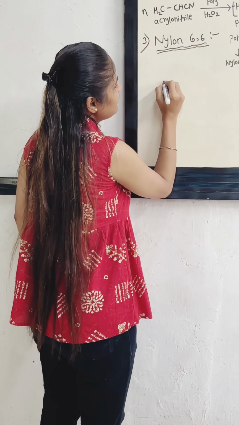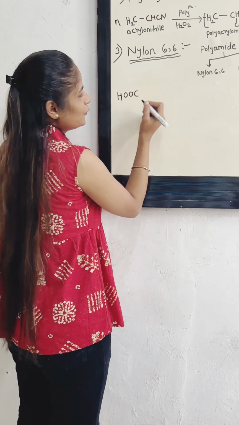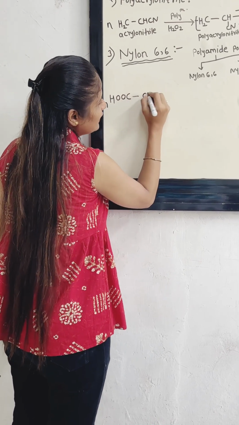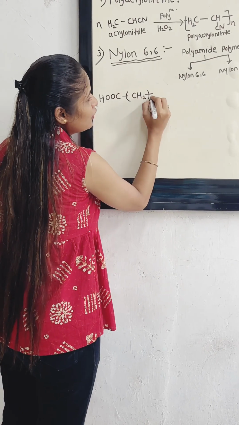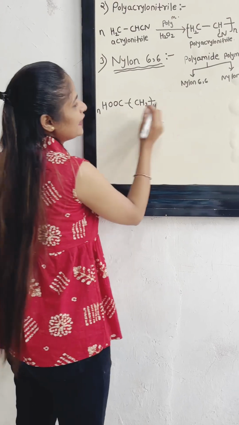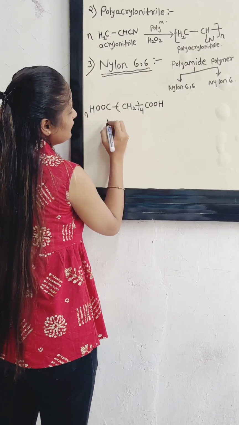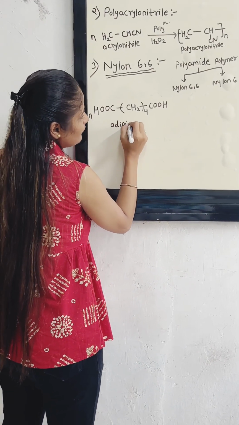So acid means we know it is attached to the carboxylic group. So n number of times adipic acid. Then here the CH2 molecule, we write 4 times, meaning 4 CH2 in the longest chain is attached to another carboxylic group. So it is the structure of adipic acid.